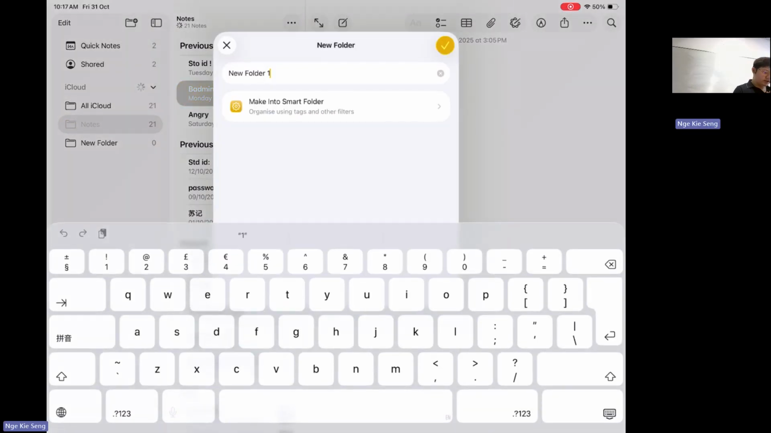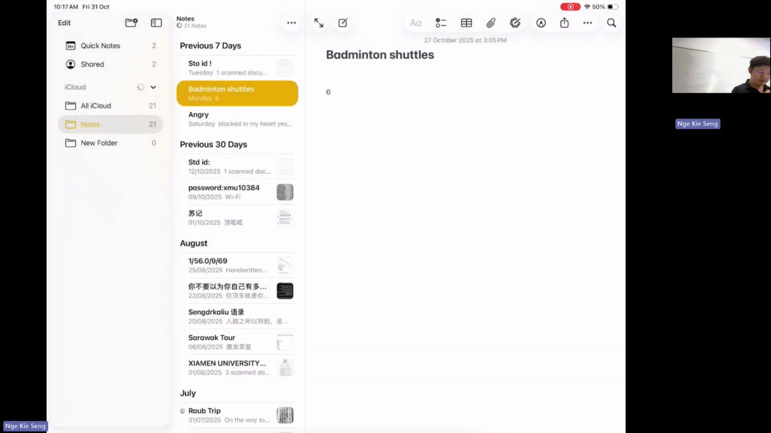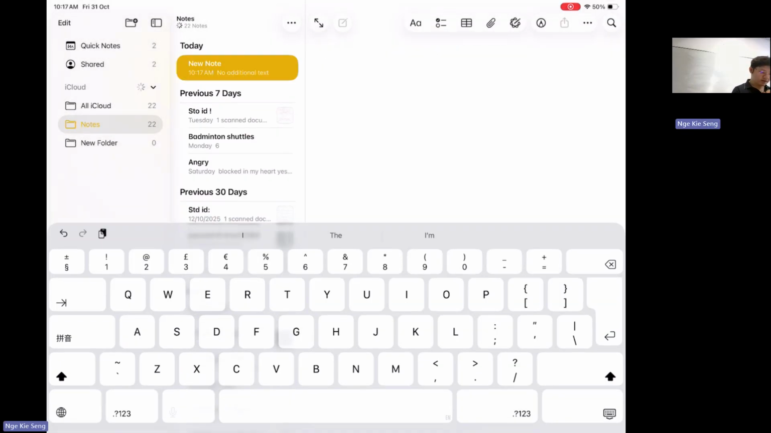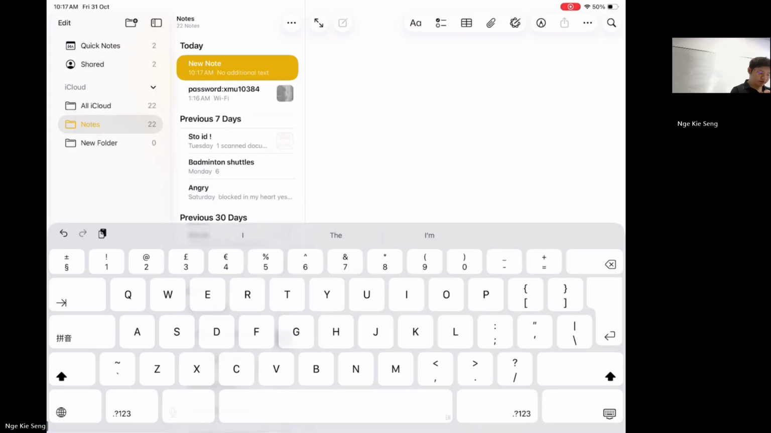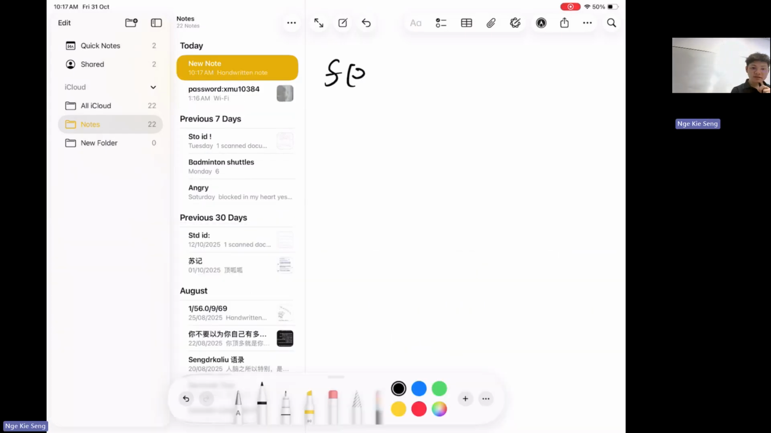This is the new function that came out from iOS last year, I think. So just now, let's write it: y equals x cubed minus 3x squared minus 3.